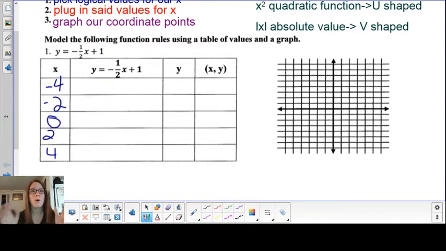Now remember, when I multiply by a fraction, it's just dividing by the bottom. So I have -1/2 times -4 plus 1. So I have -4 divided by -2, which gives me a +2, which gives me 2 plus 1, which is 3. We're going to worry about that last column here in a second, okay? Just bear with me.